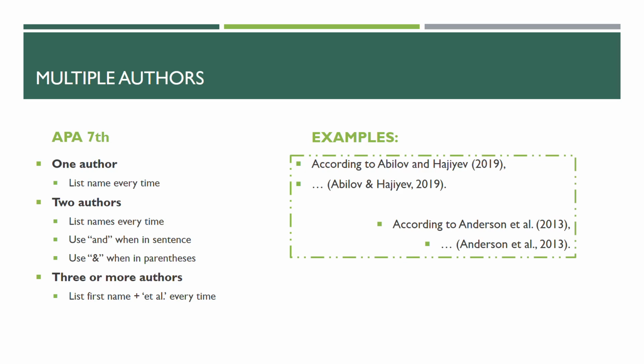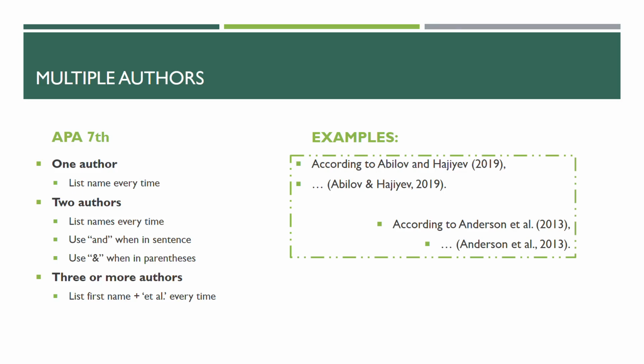How you format those two names depends on whether you're listing them as part of your sentence or at the end in parentheses. If you're naming the authors at the beginning of your sentence, you use the word "and" to separate them. If you place the author names at the end in the parentheses, you use the symbol ampersand. You can see the example from the previous slide repeated in the example box here. To remember which way to do it, tell yourself to place the word with the words and the symbol with the symbols, and hopefully that helps.